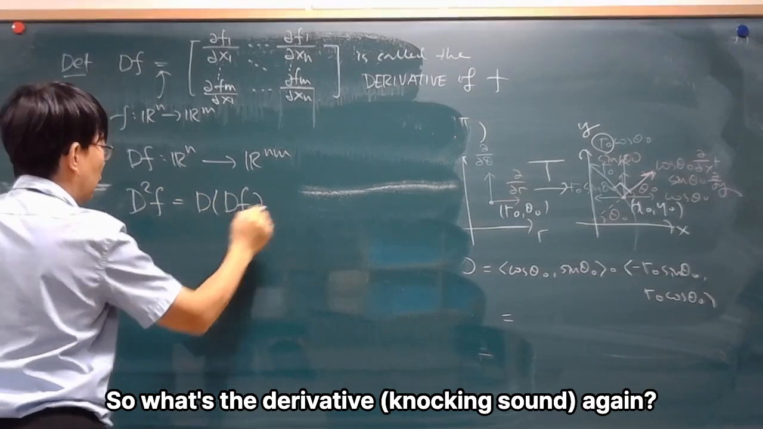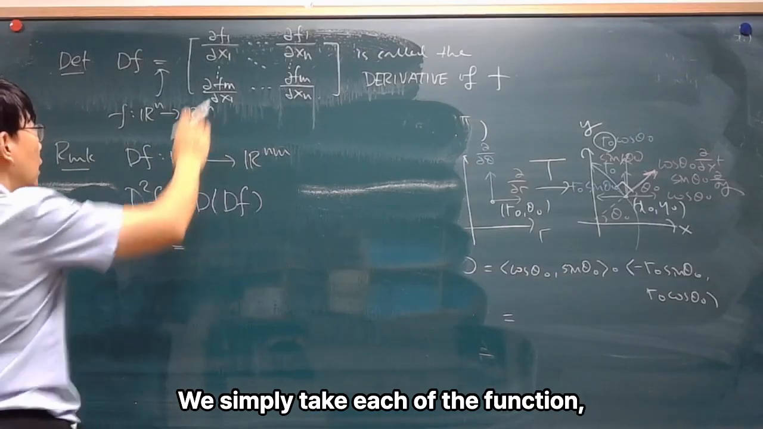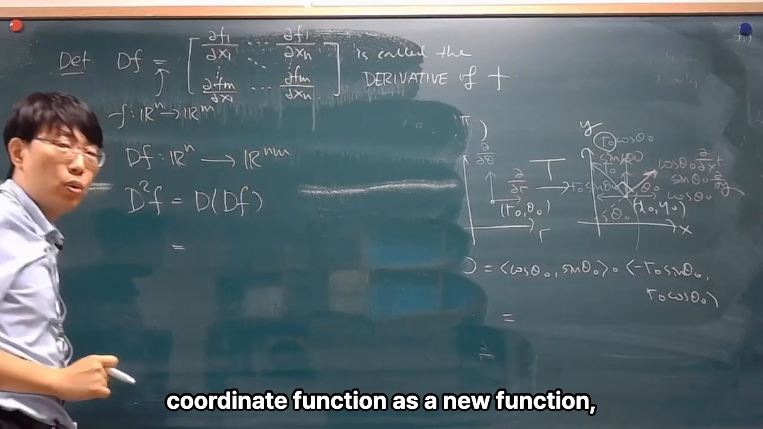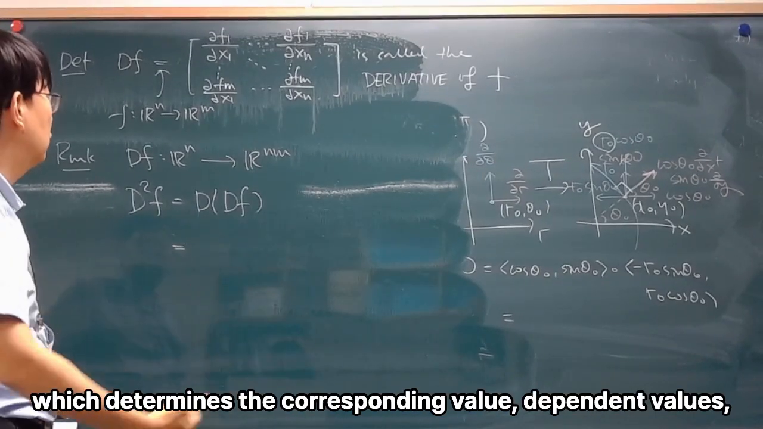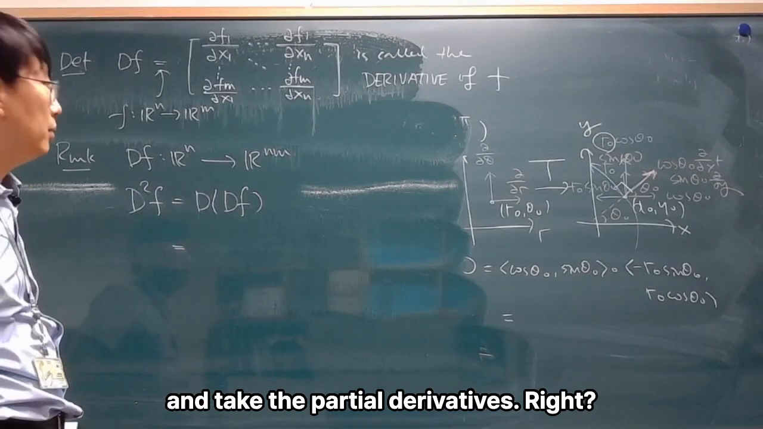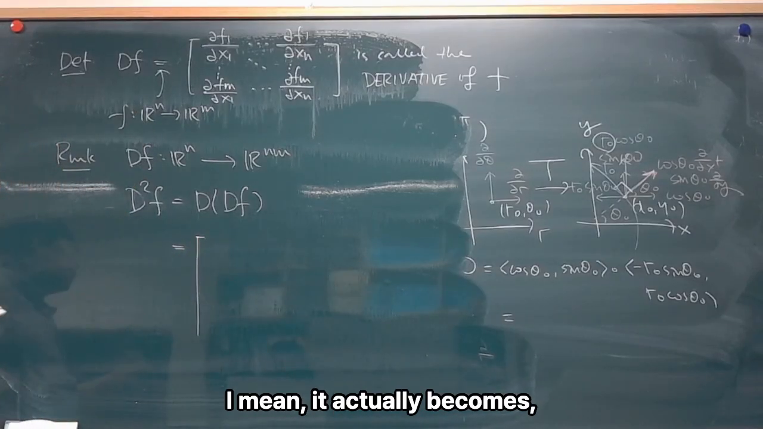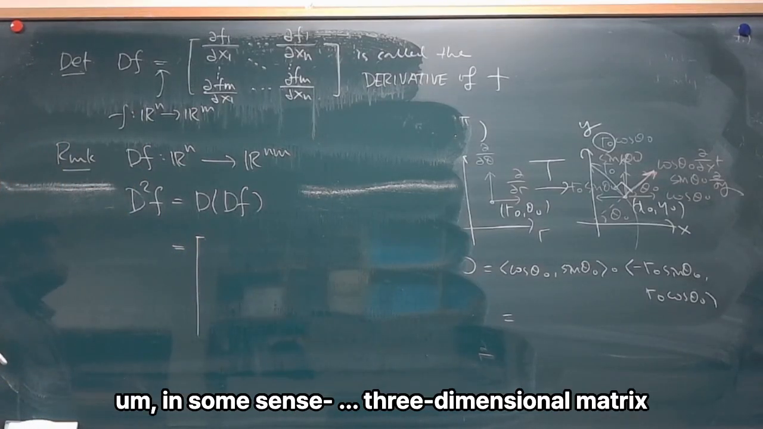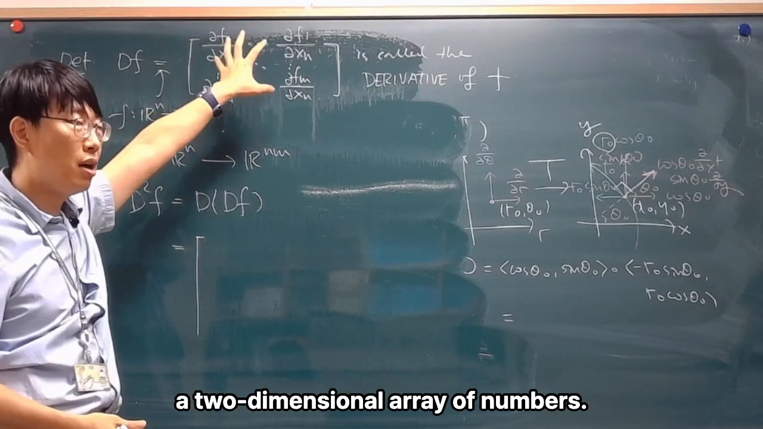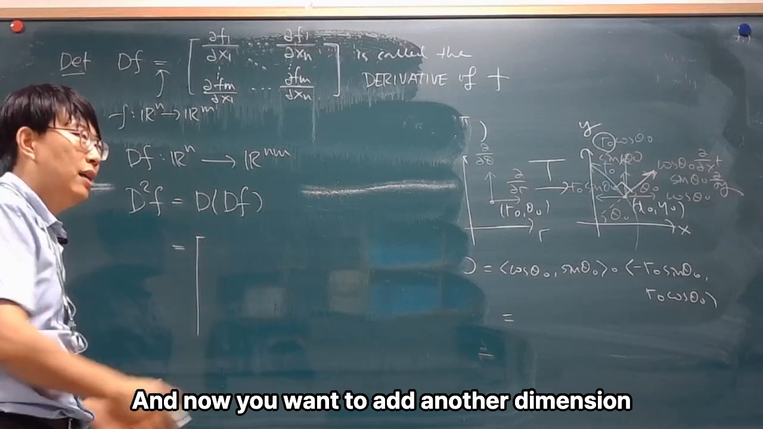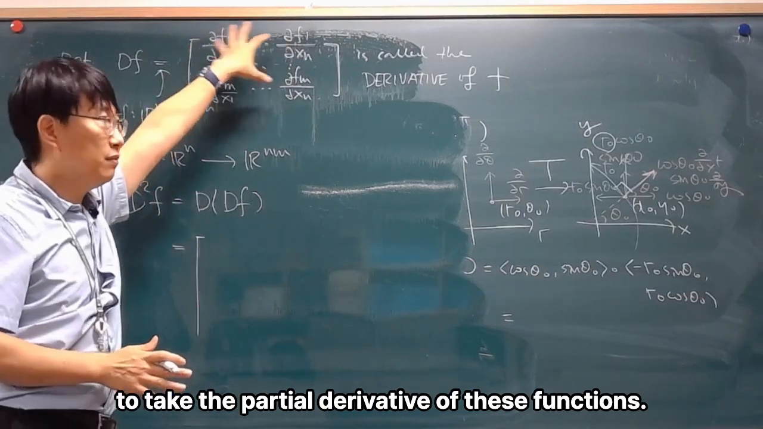Again, what we do is simply take each coordinate function as a new function, which determines the corresponding dependent values, and take the partial derivatives. It actually becomes, in some sense, a three-dimensional matrix, because we already have a two-dimensional array of numbers. Now you want to add another dimension to take the partial derivative of these functions.